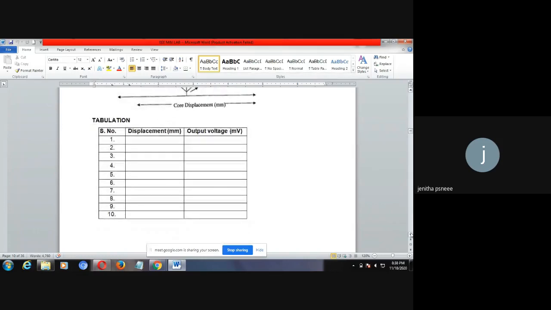Similarly for pressure and temperature, it is the same thing. In place of displacement, you'll be putting temperature and output voltage. Similarly for pressure, you'll be putting pressure and output voltage. Like this you'll be calculating the tabulations.